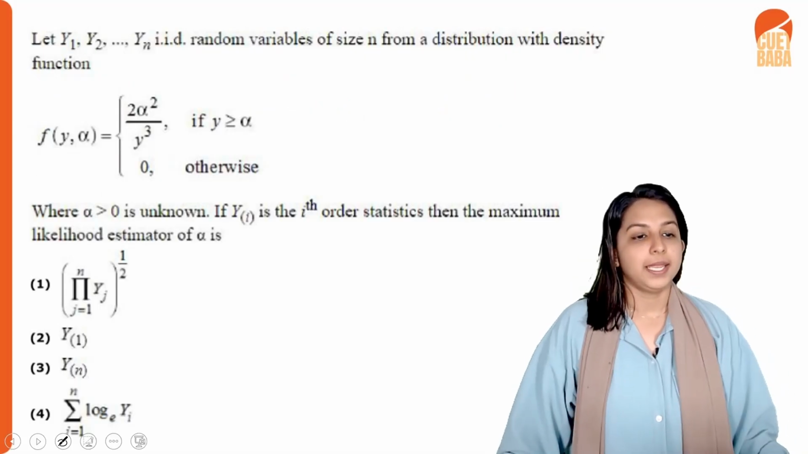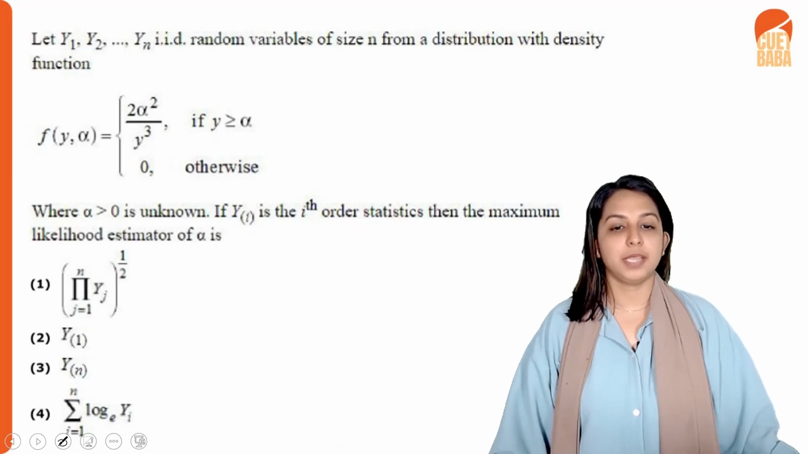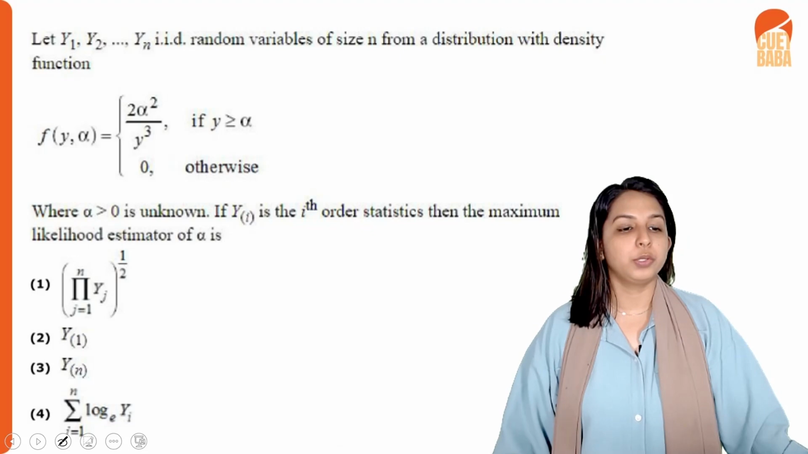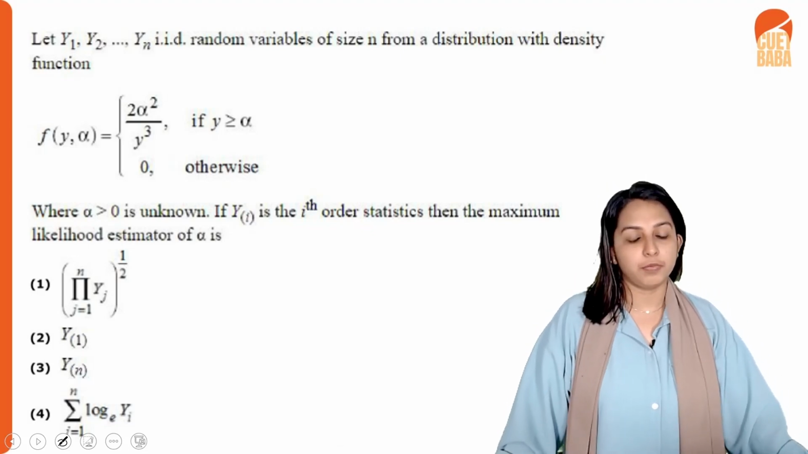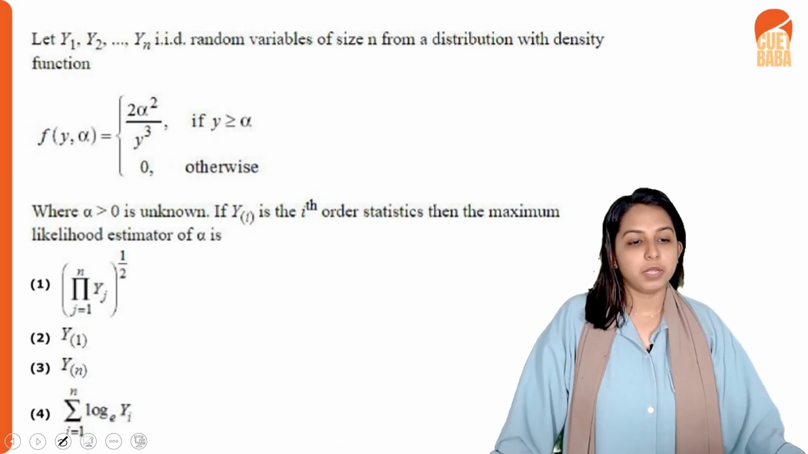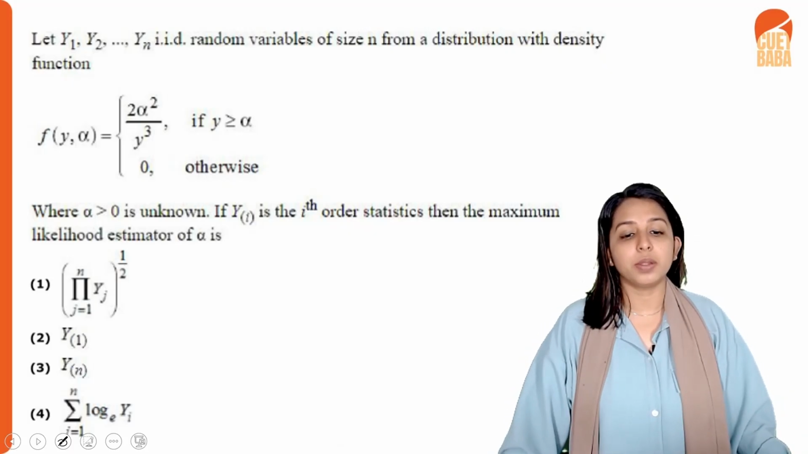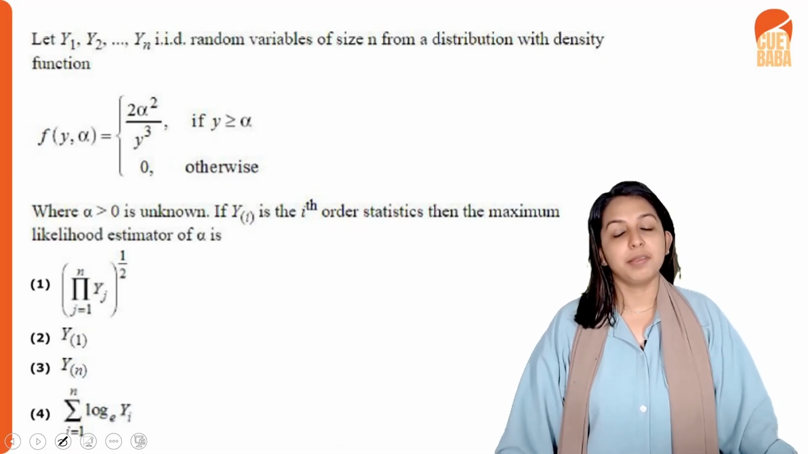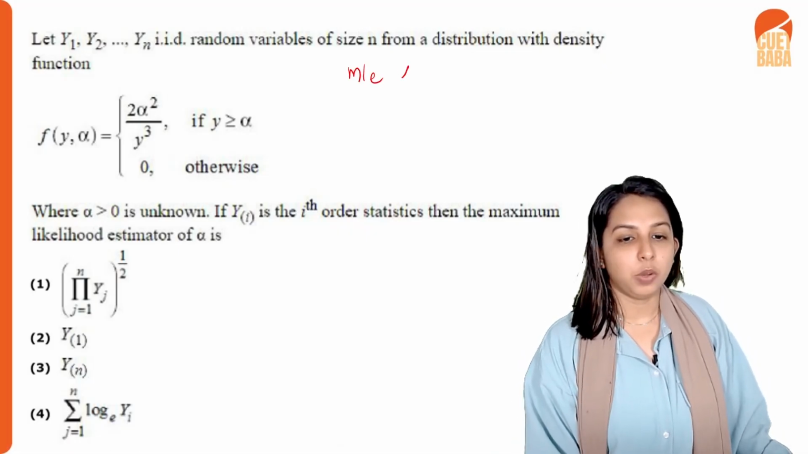Next question: let Y1, Y2, etc., Yn be IID random variables of size n from a distribution with density function f of y comma alpha equal to 2 alpha square divided by y cube if y greater than alpha and 0 otherwise, where alpha greater than 0 is unknown. If Y(i) is the ith order statistic, then the maximum likelihood estimator for alpha is. So we have to find the MLE of alpha.